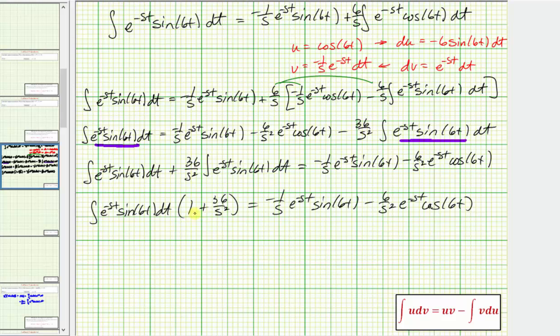Now for the next step, let's add 1 and 36 divided by s squared. Well, we know 1 is equal to s squared divided by s squared. So s squared divided by s squared plus 36 divided by s squared is equal to s squared plus 36 all over s squared. So let's go ahead and replace this sum with this fraction.